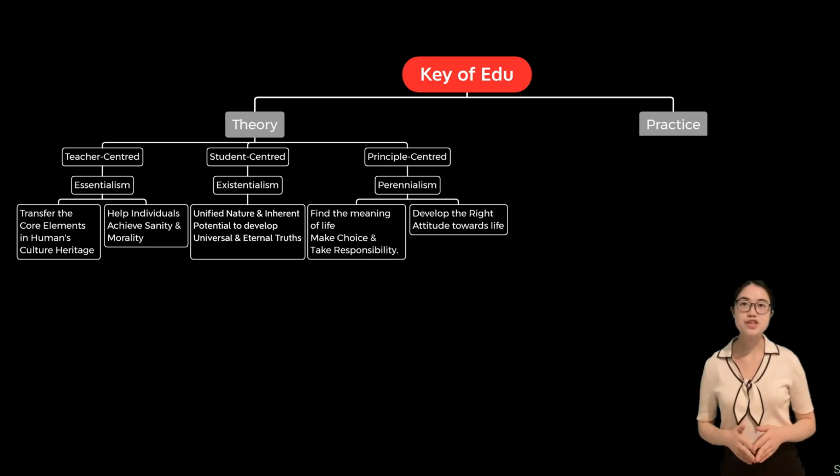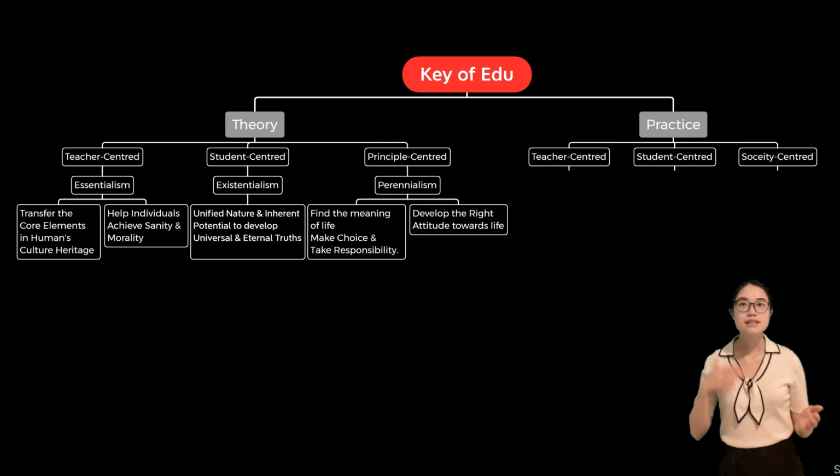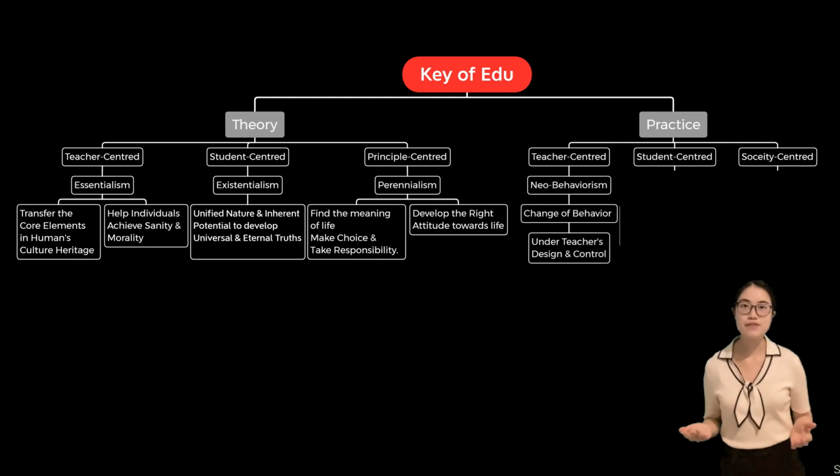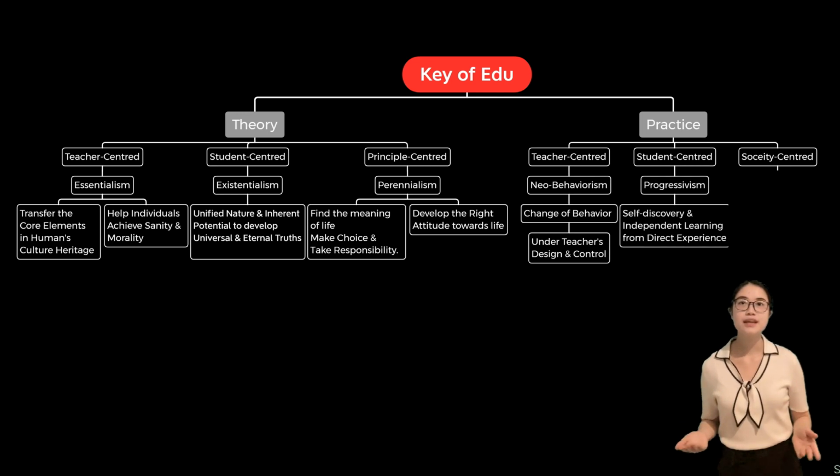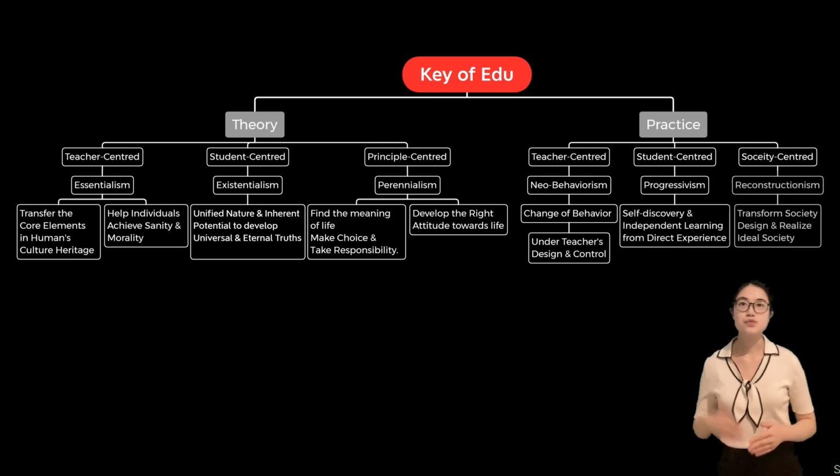When the focus of education is on practice, teacher-centered is neo-behaviorism, student-centered is progressivism, and society-centered is reconstructionism. This is the process to find the core of each philosophy. When we read similar theoretical books, to get deeper, we can compare and contrast the various theories and make a map of the relationships like this.